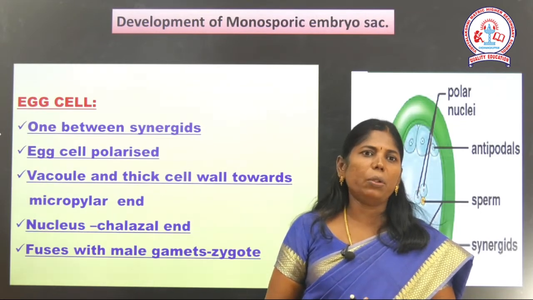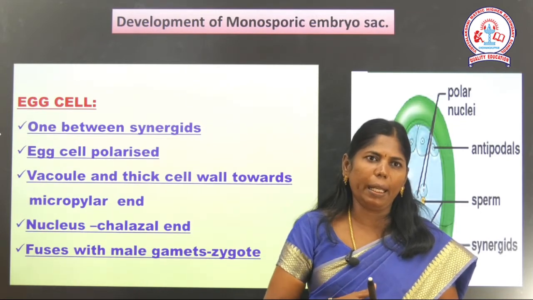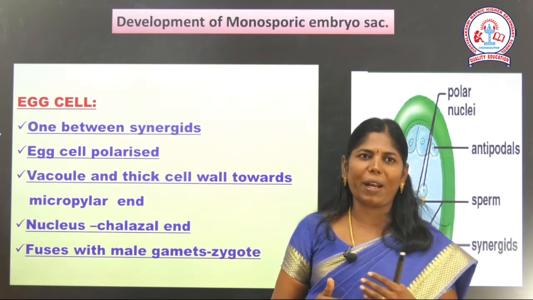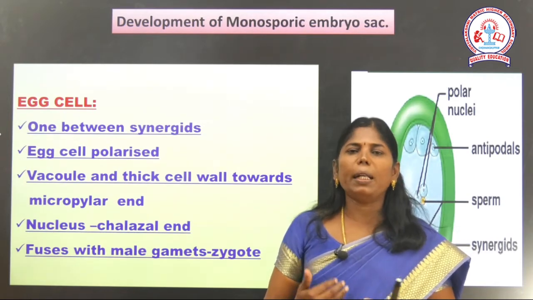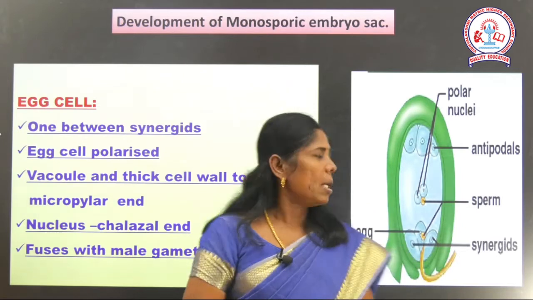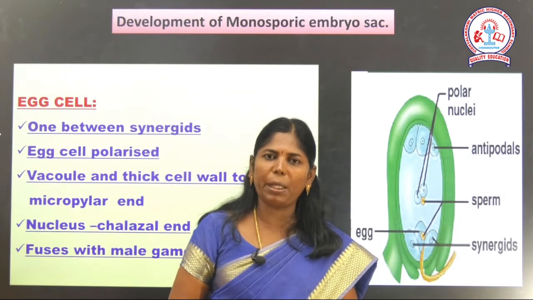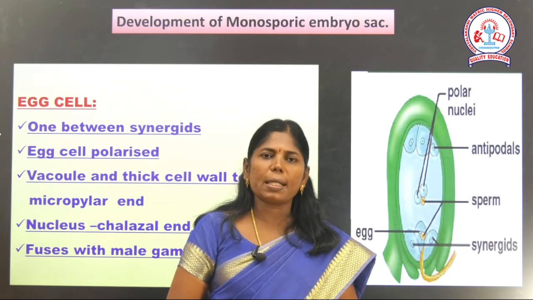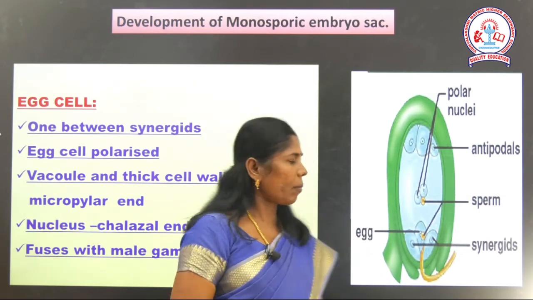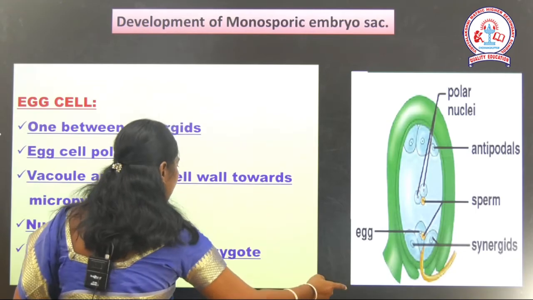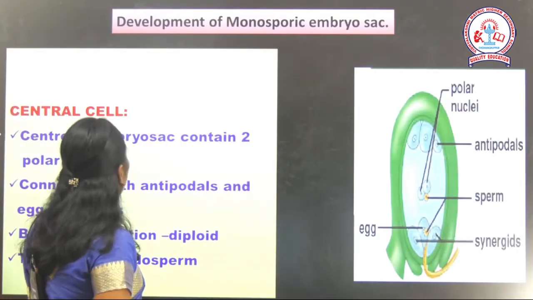The vacuole is towards the micropylar end and the nucleus is towards the chalazal end. So what is the function of the egg? Actually, the egg fuses with the first male gamete to form a zygote. The zygote is the first cell, isn't it? The zygote will develop into the embryo.